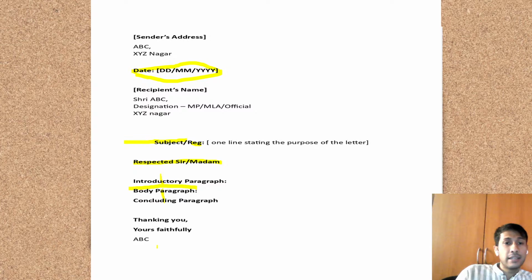Let's say respected sir or madam is over. You're starting: I would like to bring your kind attention to the lack of multi-sports facilities in our locality, which has many talented sports students, because of which their potential remains unfulfilled. This is the introductory paragraph.